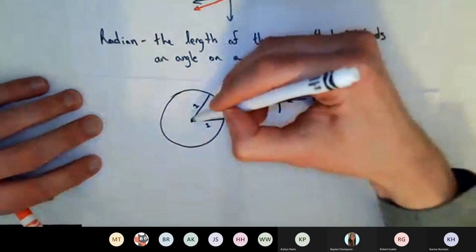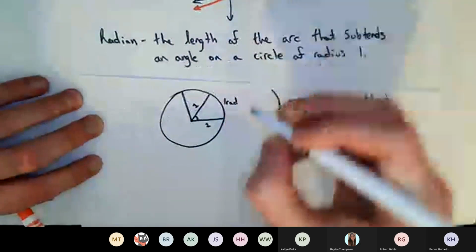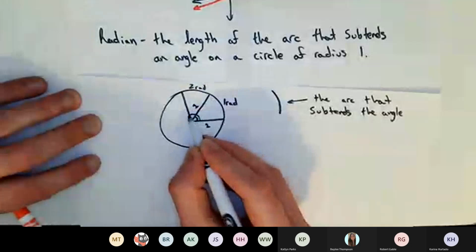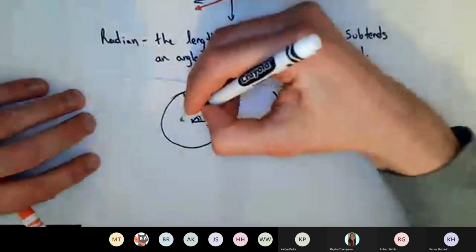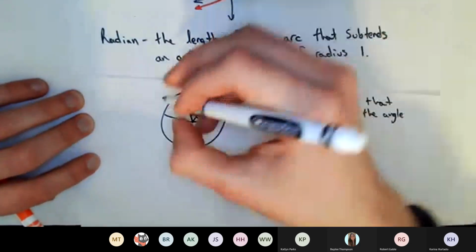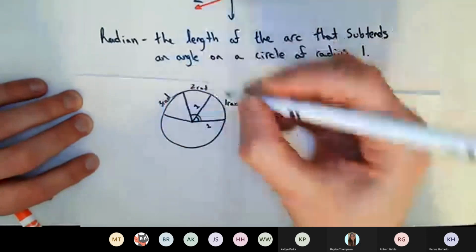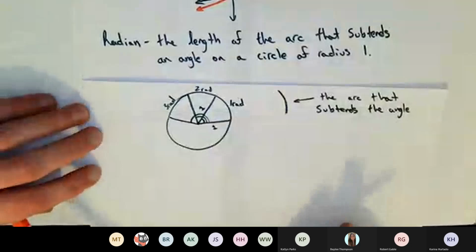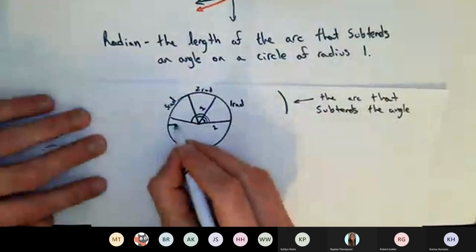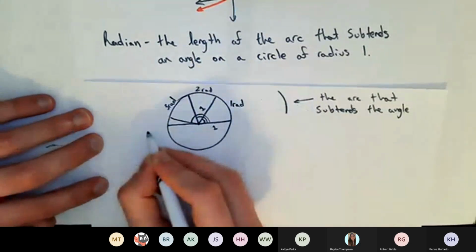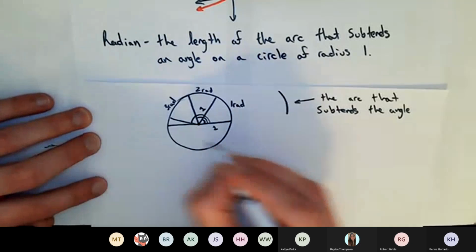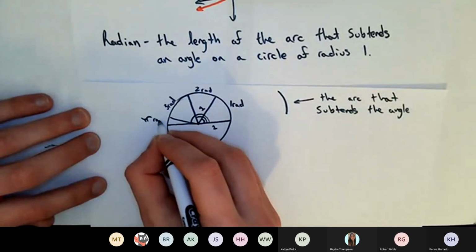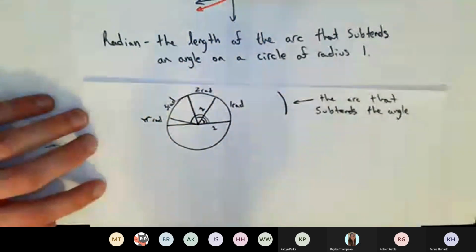And then if I was going to draw another one, from here to here would be 2 radians. And then another one would be 3 radians. You might see where I'm going with this. All the way straight across will be pi radians. I'll write it here, and then I'll write it in words, pi radians.